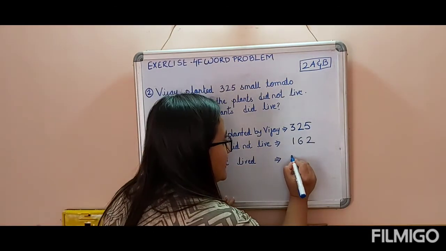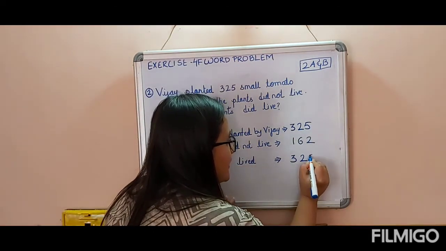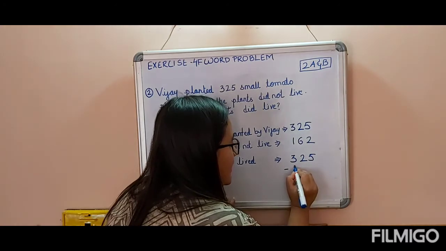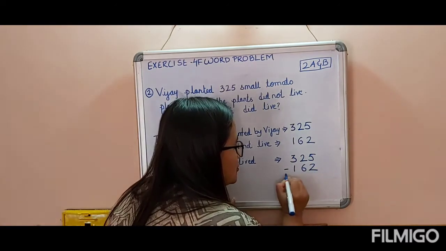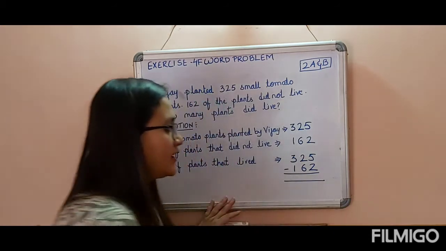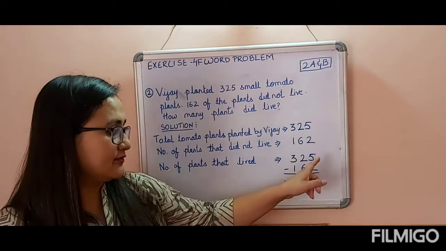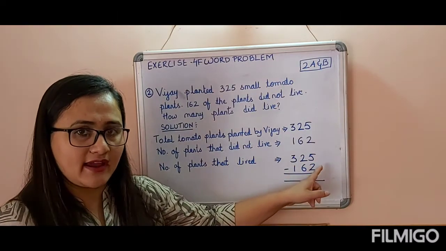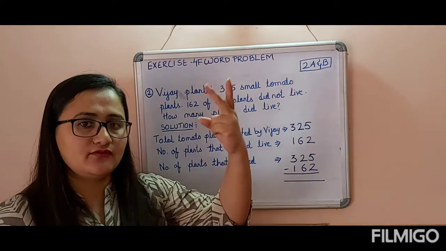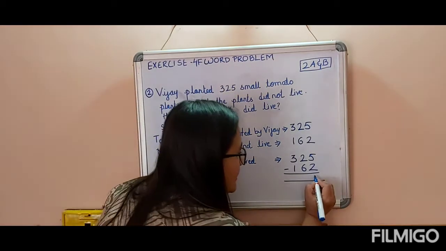Yes, here you will write down 325 minus 162. Now what you'll do, you can subtract 2 from 5, right? You'll keep 5 in your mind and start counting after 2. 3, 4 and 5. Yes, 3 is the answer.